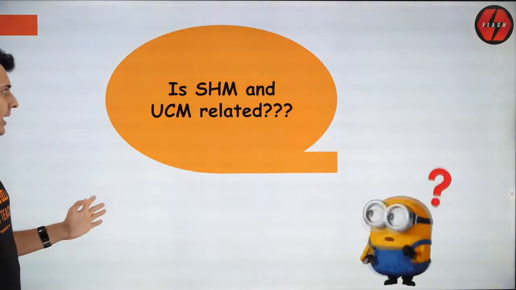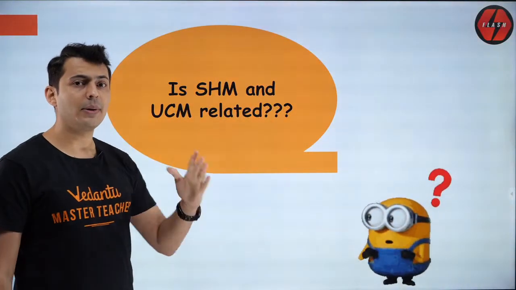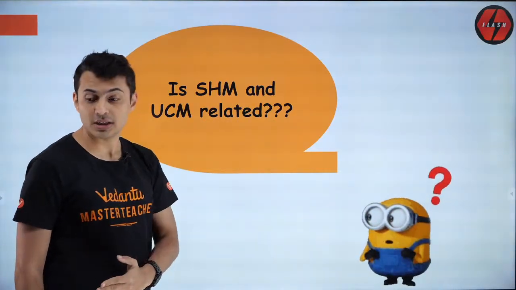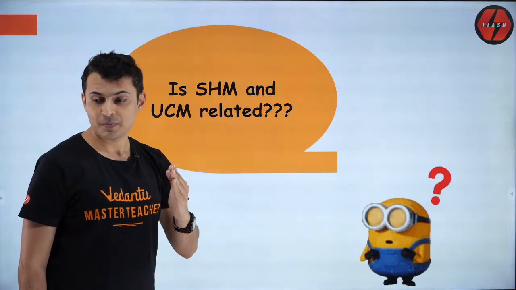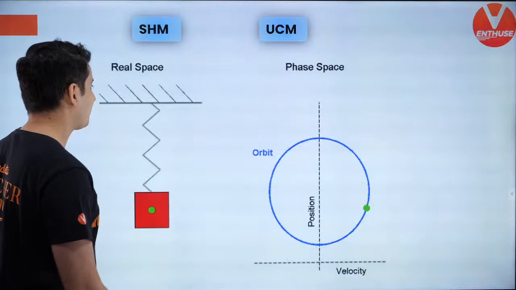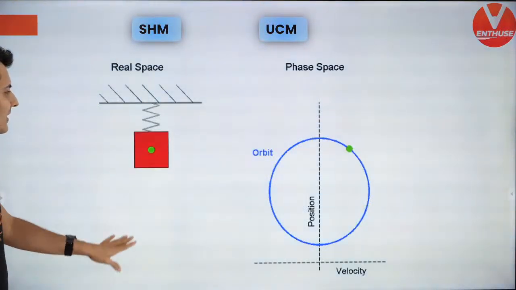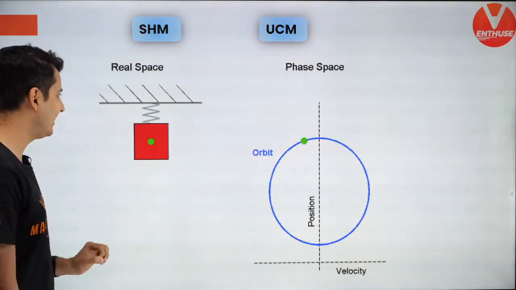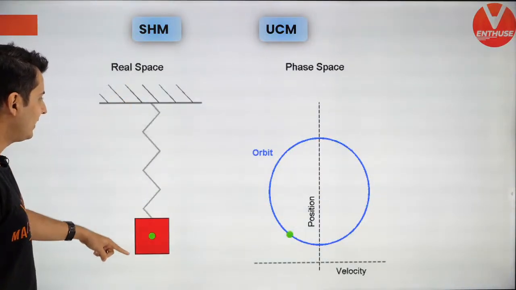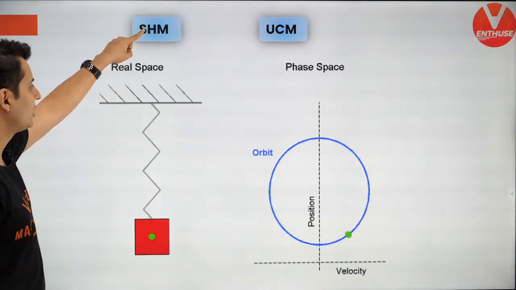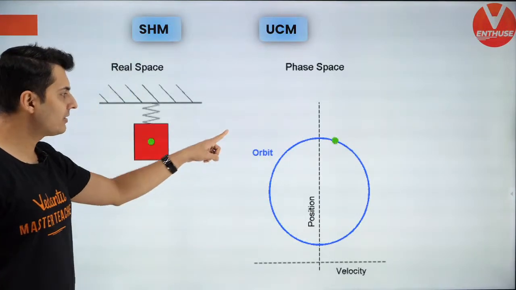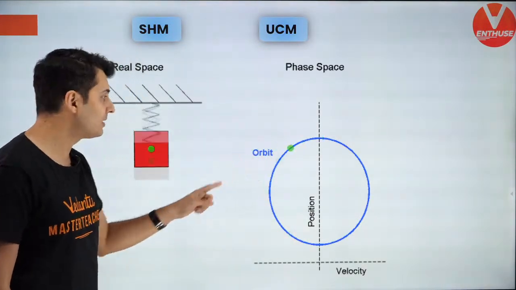Now, is there some kind of relationship between simple harmonic motion and uniform circular motion? And the answer is yes. Let's see what is the relationship. Now, if you look at this beautiful simulation, you would definitely understand this. Look at this block. It's going up and down, it's performing simple harmonic motion. Look at this particular object over here, it is going in a circular path. In fact, it's performing uniform circular motion.